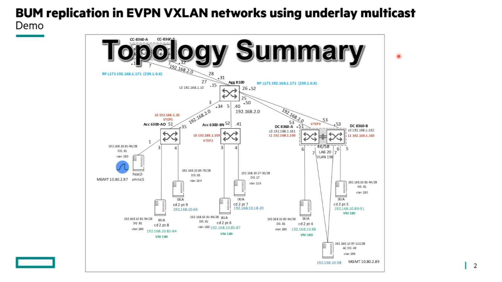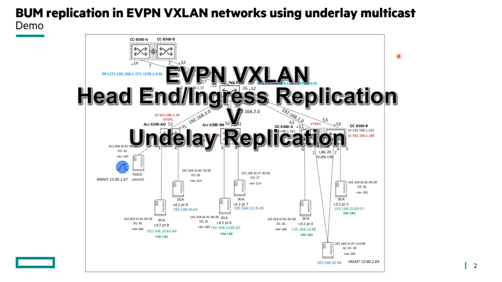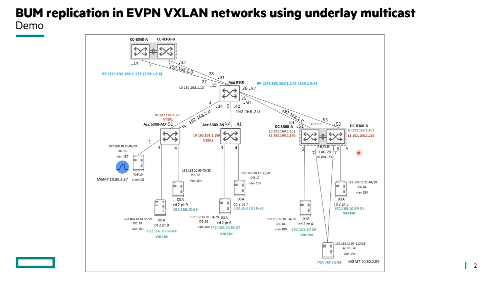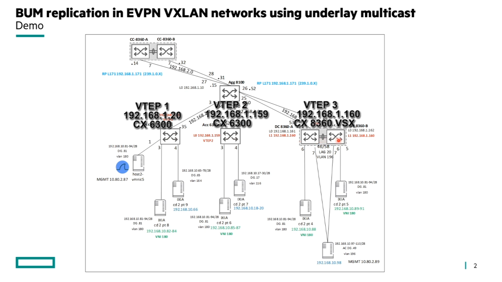So now for a short demo. In this topology, we're going to review EVPN-VXLAN ingress replication versus underlay replication. We have three VTEPs. VTEP 1 at 192.168.1.20 on the CX6300, VTEP 2 at 192.168.1.159 on the CX6300, and finally VTEP 3 at 192.168.1.160 on the VSX pair.